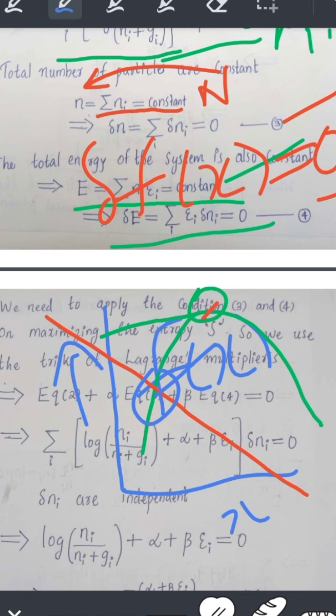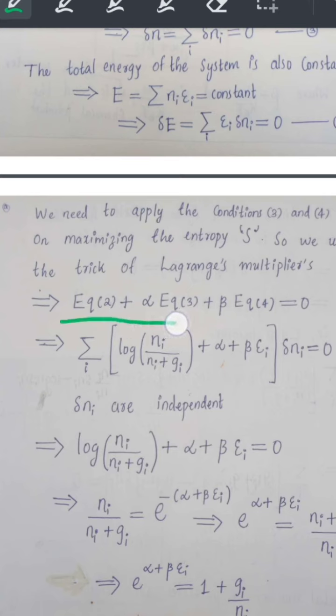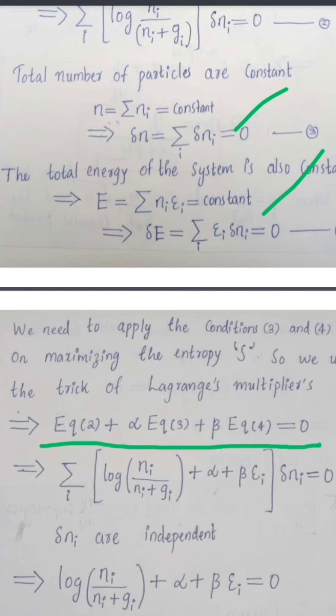So let me apply it here. This is that trick: equation 2 plus alpha times equation 3 plus beta times equation 4. Alpha and beta are called Lagrange multipliers. We have equation 2 that we get through maximizing the entropy, and also we have condition 3 and condition 4. So equation 2 plus alpha times equation 3 plus beta times equation 4 is equal to 0 is the equation that we need to solve for finding the maximum value of the function, which is our function, the entropy.